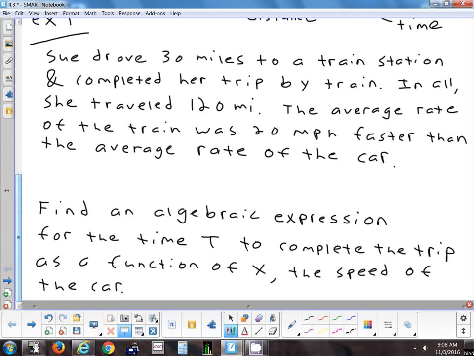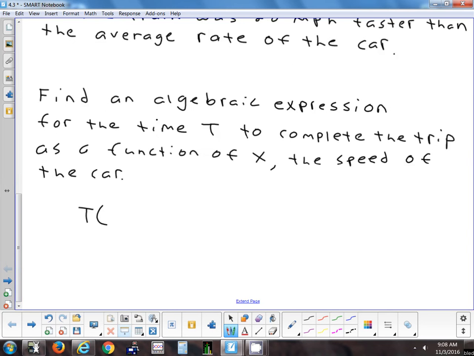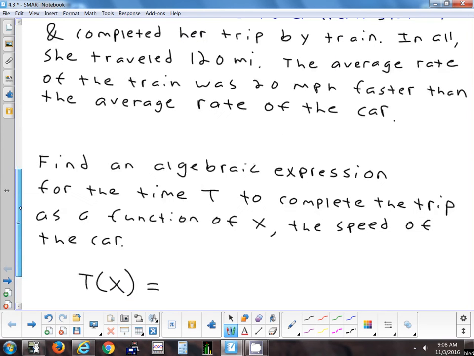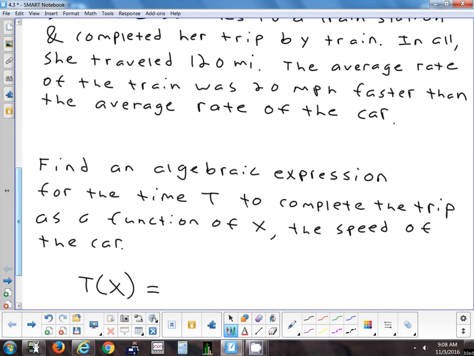Any questions on the setup of the problem? What Sue's doing, what's happening here. So now we're going to write our formula. First I'm just going to write it as ideas. I don't want to actually get into equations and variables yet. I just want to get the concept. So the time it's going to take for her to do the journey. How many parts are there to her journey? Two parts, right? What's the first part? The first part of her journey is in the car.